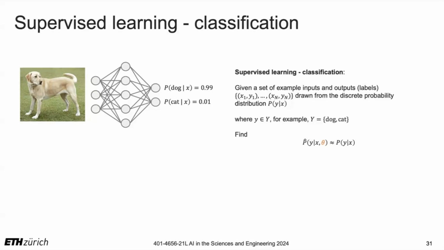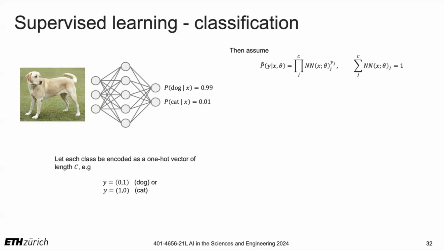So how do we define an appropriate loss function in this case if we want to train this network? One way to do it is just to say each class is going to be encoded as a one-hot vector. What does that mean? It just means that if the output is a dog, then we're going to say y is this vector 0, 1, and if it's a cat, then it's the 1, 0 vector instead.